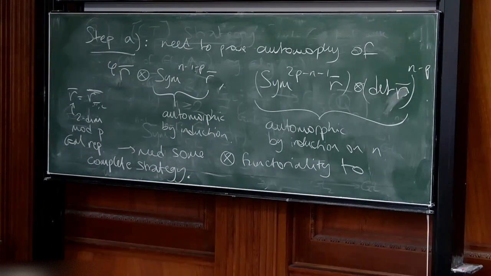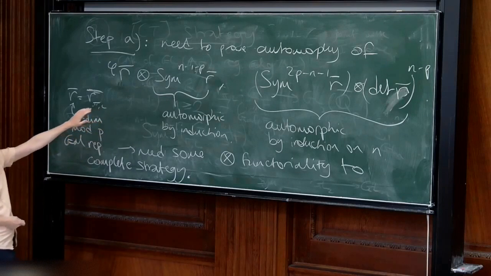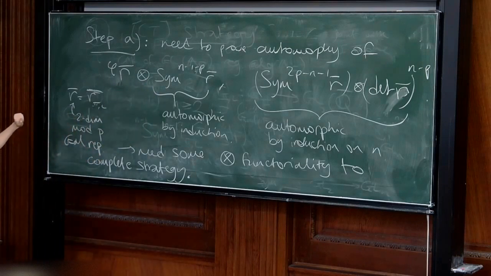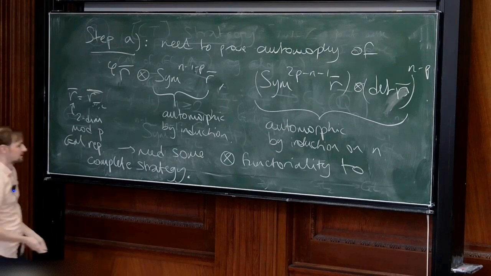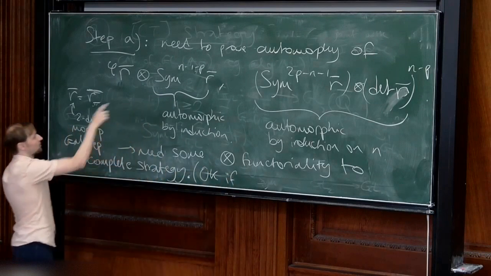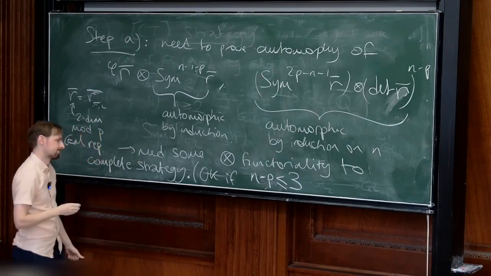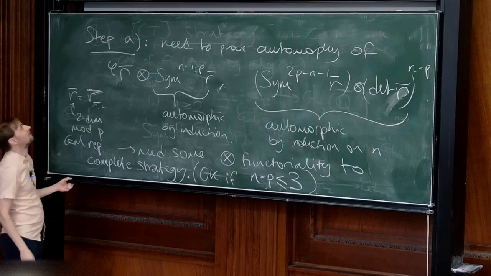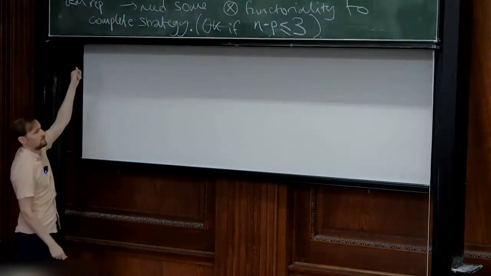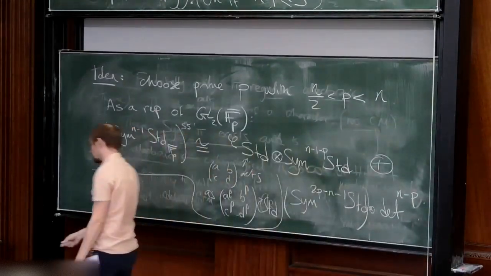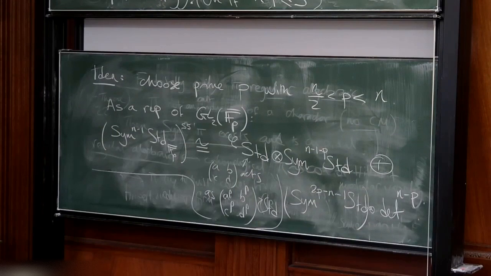And for the strategy, we're able to carry it out in some cases, because if this second factor has dimension at most 3, then we know tensor product functoriality for GL2 times GL3 to GL6, for example. That's the theorem of Kim and Shahidi. Ramakrishnan also proved the 2 by 2 dimensional tensor product functoriality. So at this point, we're okay if we can choose our prime p so that n minus p is less than or equal to 3. To go further, we need to prove something about automorphy of these tensor products.